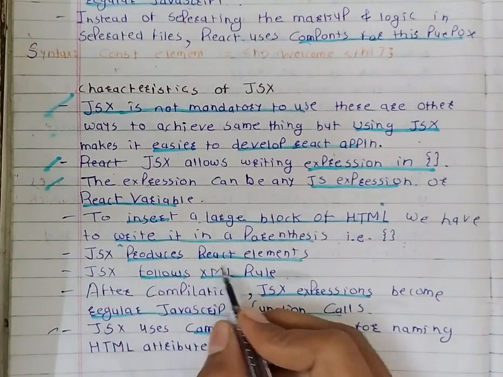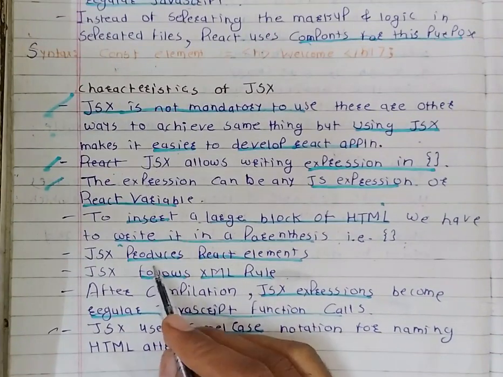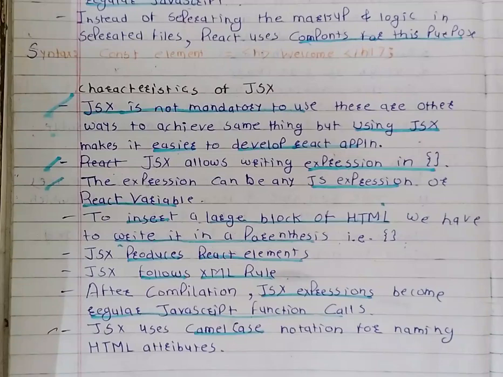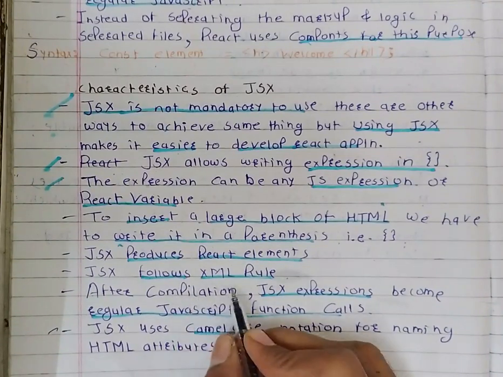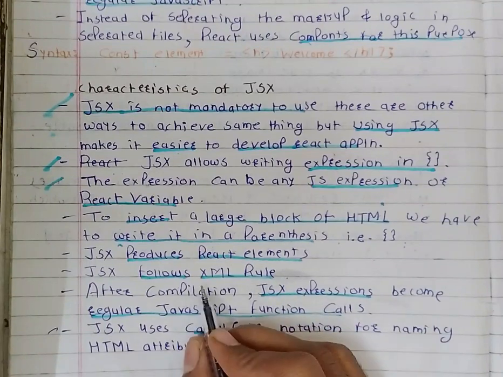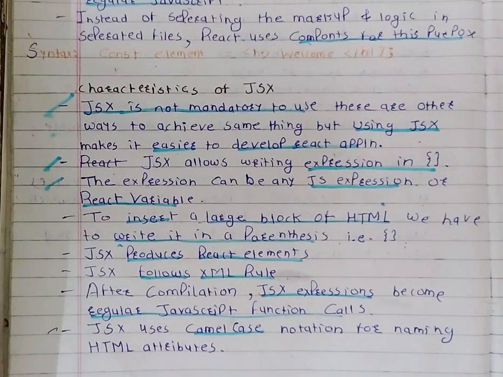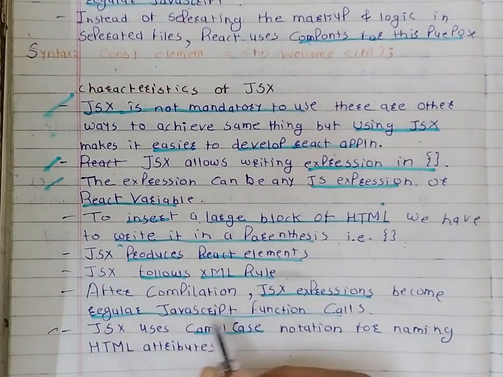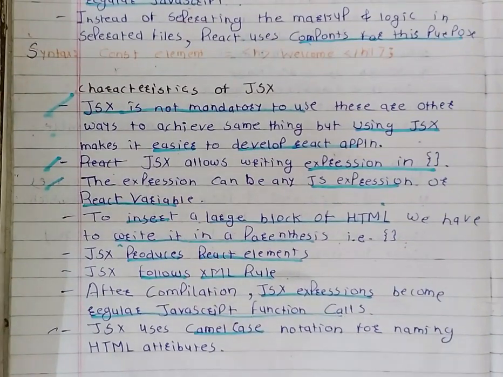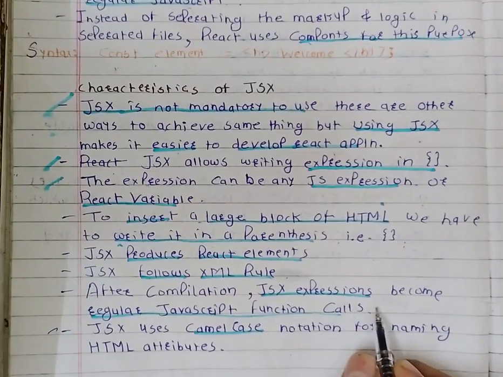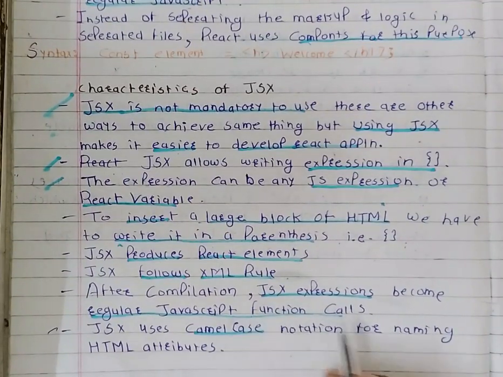And then JSX produces React elements. What does JSX do? JSX produces React elements. JSX also follows the XML rule, and after compilation, JSX expressions become regular JavaScript function calls. So JSX is basically a combination of JavaScript and HTML, and after compilation using the Babel compiler, it is converted into JavaScript, and becomes a simple JavaScript function.